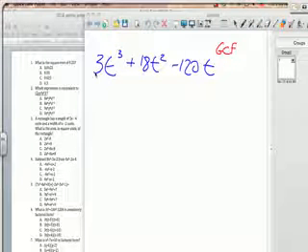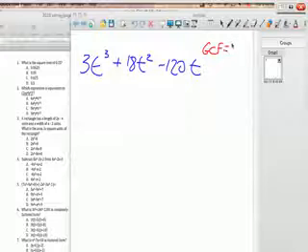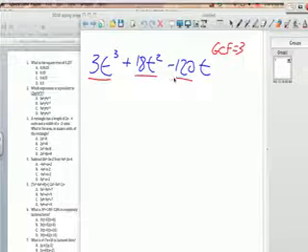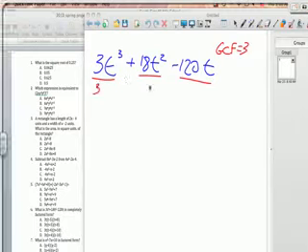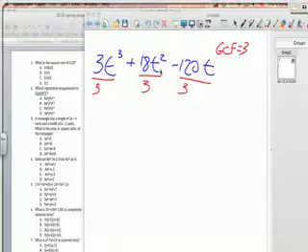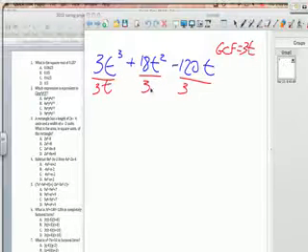Now let's look at our numbers. I got 3, I got 18, and 120. All three are divisible by 3. So let's write some division signs here. I know I can divide by 3. Now let's look at the variable. Let's look at t. I have t in my first term, t in my second term, and t in my third term. So there's a common factor there as well.